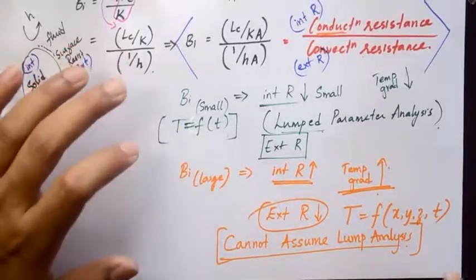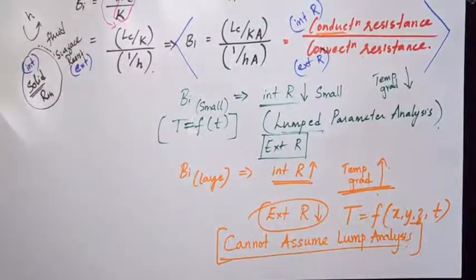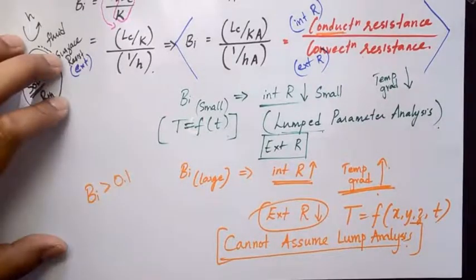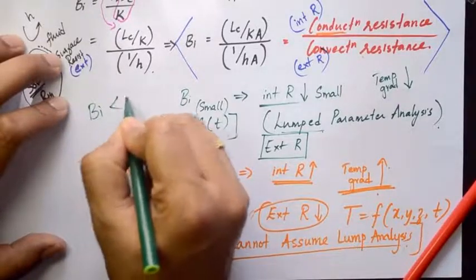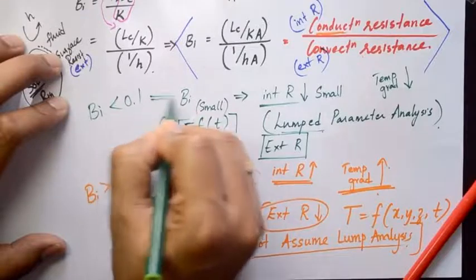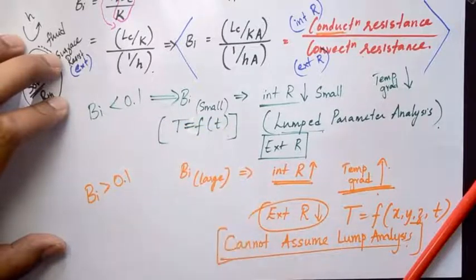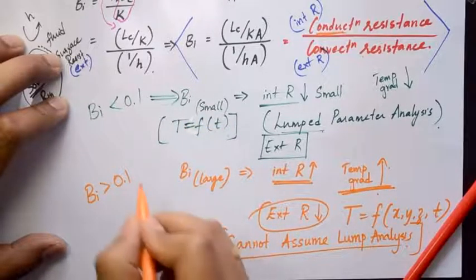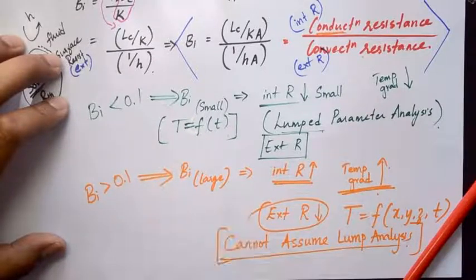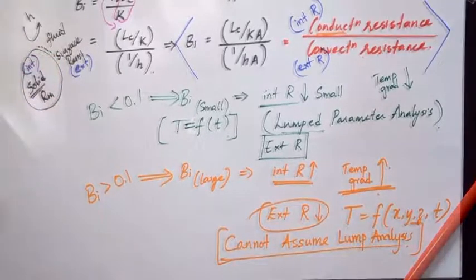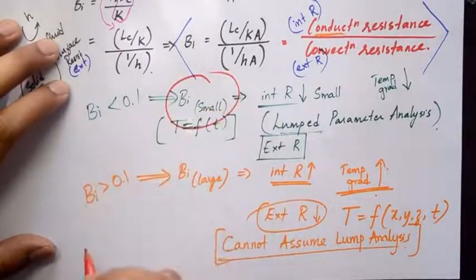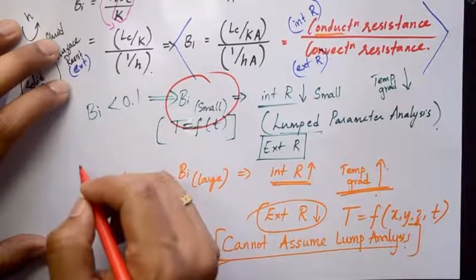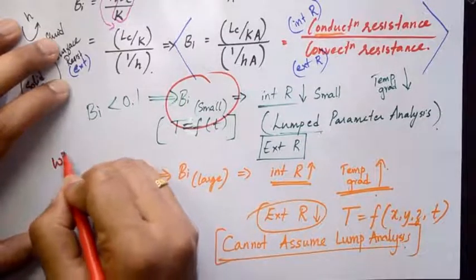So what is that Biot number that we need to keep in mind as small and large? It is assumed that if the Biot number is less than 0.1, it is going to be assumed as small, and if it is greater than 0.1, it is going to be assumed as a large number. As already mentioned, this lumped analysis, that is when Biot number is small, can be applied only when you have shapes such as wires and plates.